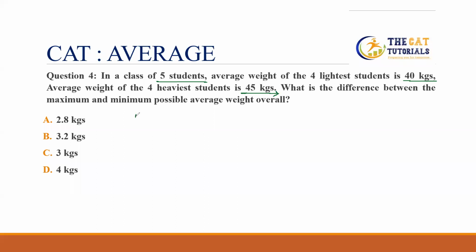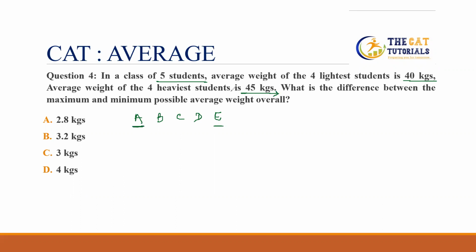The name of the second student is B. The name of the third student is C. The name of the fourth student is D. The name of the fifth student is E. It is understood that A is the lightest student and E is the heaviest student.